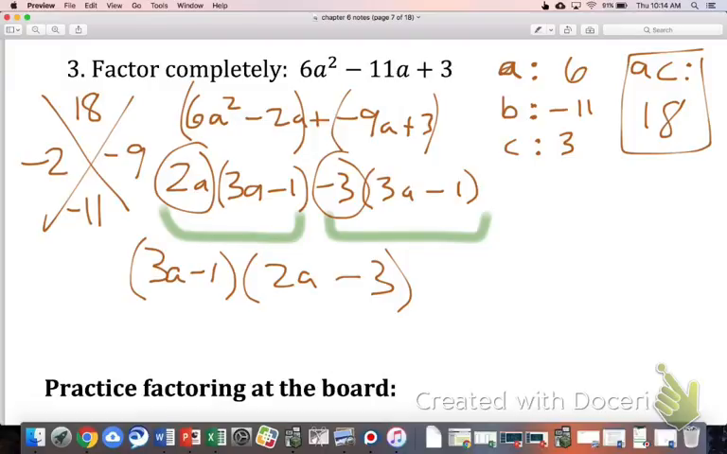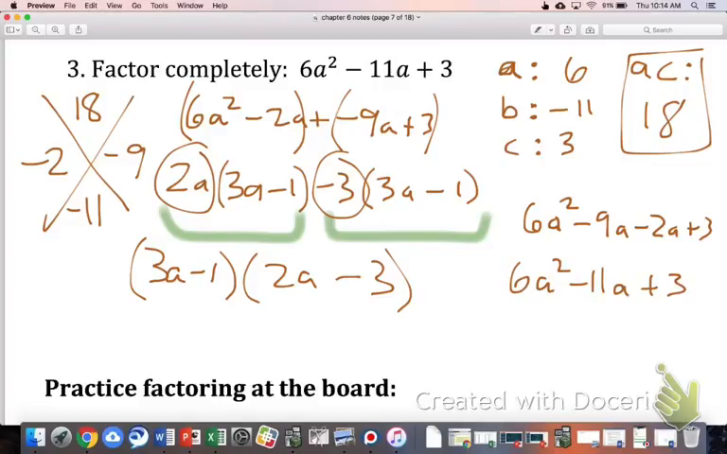And again, if you went through this process and you're like, man, that was really tough, maybe you have the right answer, you should absolutely always refoil this back out to check. So if we did that, 3a times 2a is 6a squared. 3a times negative 3 is negative 9a. Negative 1 times 2a is negative 2a. Negative 3 times negative 1 is plus 3. And you can probably see this is going to work out well. That's the original. Okay? So this will definitely take practice. This will definitely take work to do.